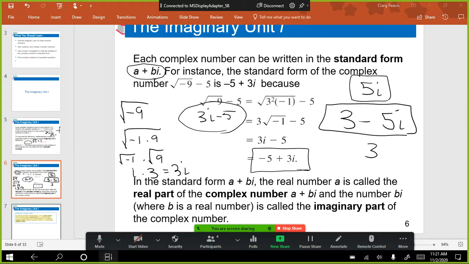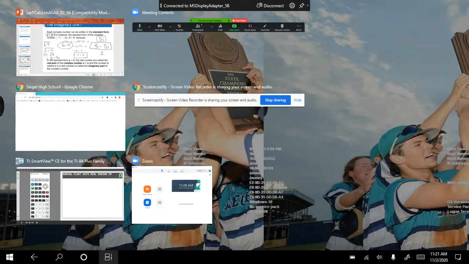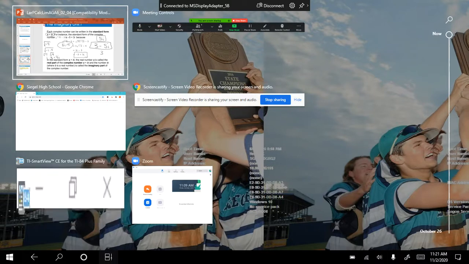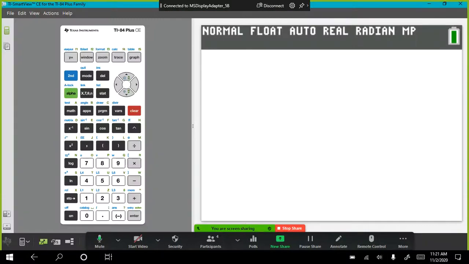Real quick, while I'm thinking about it, on these calculators, the I button is above the decimal, the secondary part to the decimal. So if I hit second decimal, notice it will put the I on there for me. Okay.